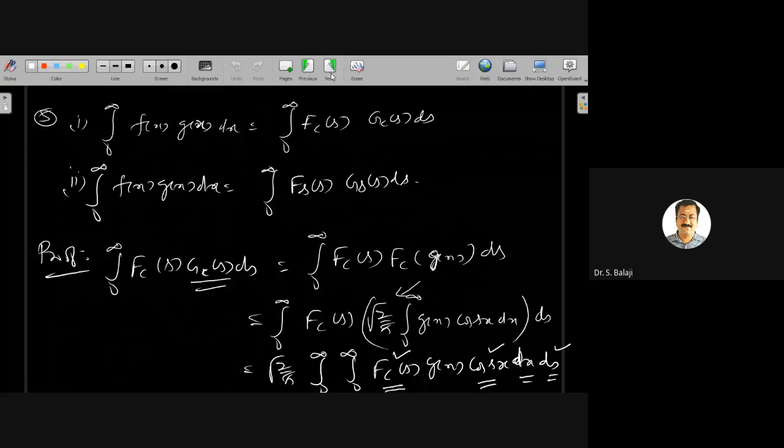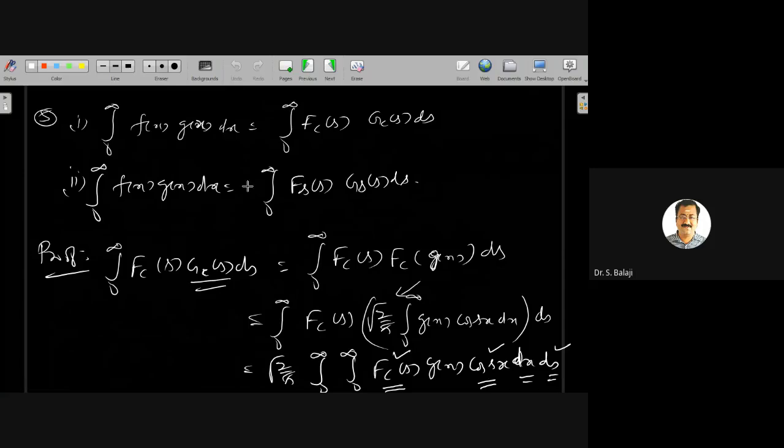Move on to another property, the fifth one. First one: the integral 0 to infinity f of x g of x dx is equal to the integral 0 to infinity fc of s gc of s ds, under the cosine transform. The cosine transform of f of x is fc of s, and the cosine transform of g of x is gc of s. Both intervals are the same.